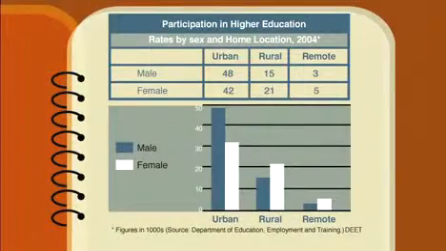Now let's take a look at a practice question. Here's an example Task 1 question. This table gives participation rates in higher education in New South Wales for males and females according to home location in urban, rural or remote areas for the year 2004.